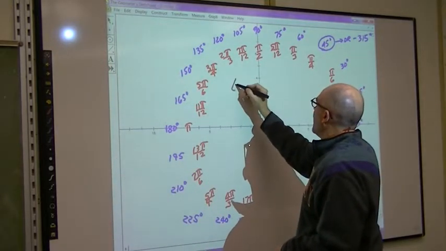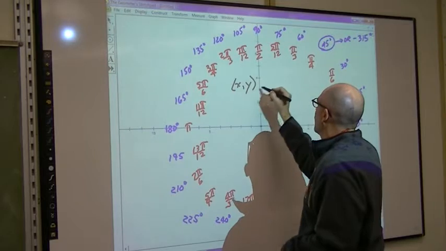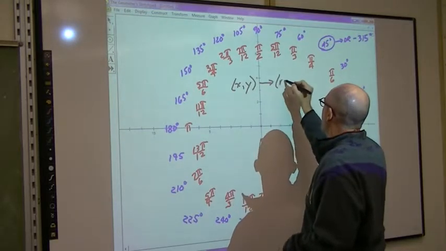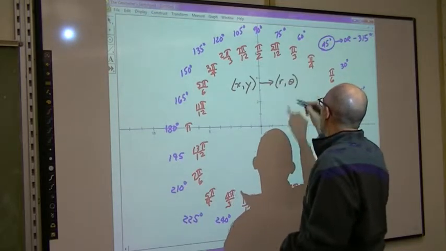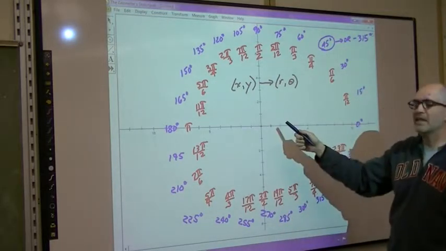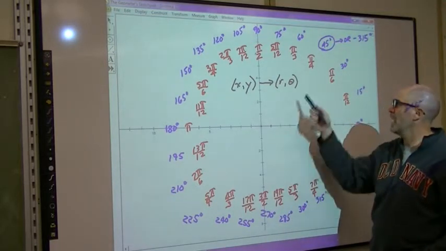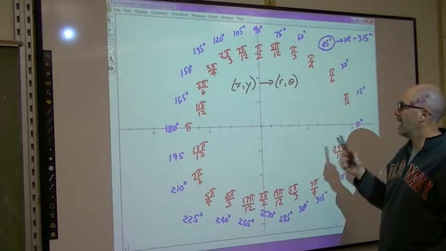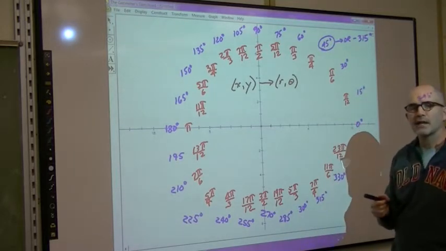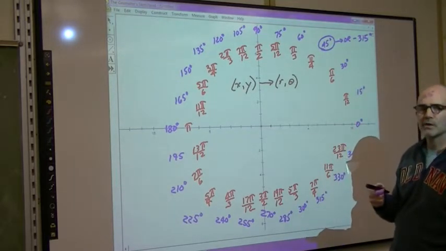Okay, so now we can name these angles in terms of r theta. So rather than x, y, we're going to be naming it r theta, and the r will be the distance from the origin, and theta will be the angle, either in degrees or radians. We're fluent in both languages.